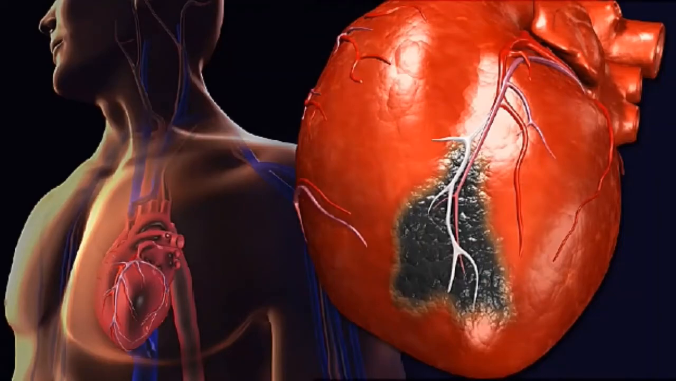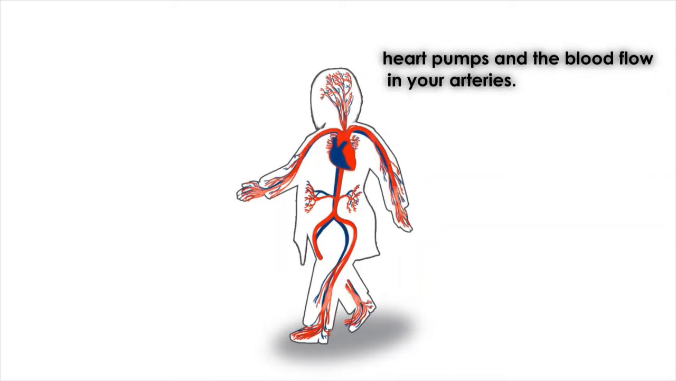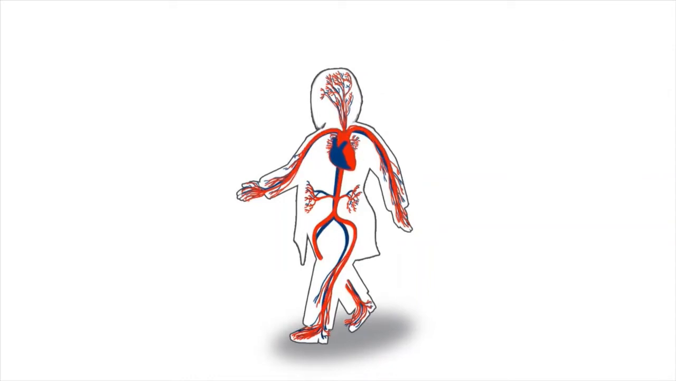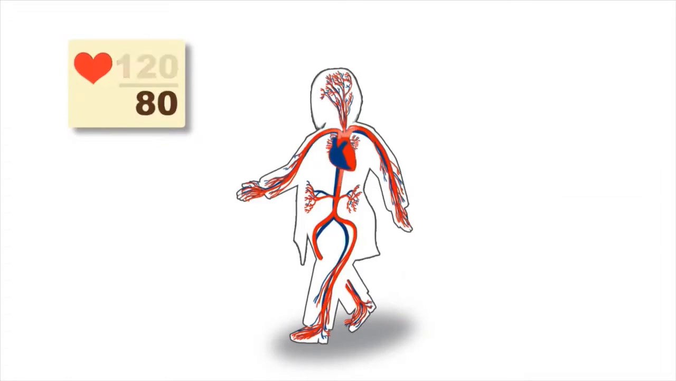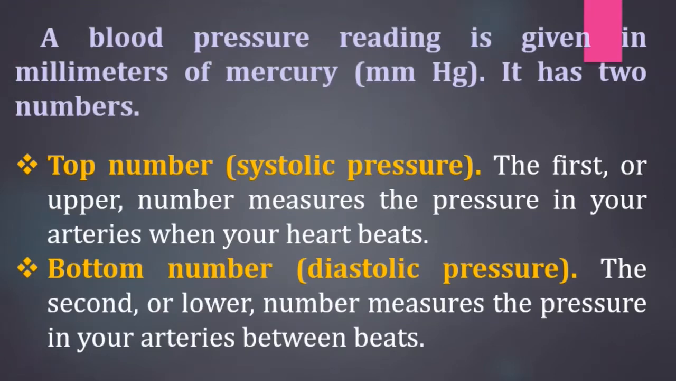Blood pressure is determined both by the amount of blood your heart pumps and the amount of resistance to blood flow in your arteries. The more blood your heart pumps and the narrower your arteries, the higher your blood pressure. A blood pressure reading is given in millimeters of mercury.